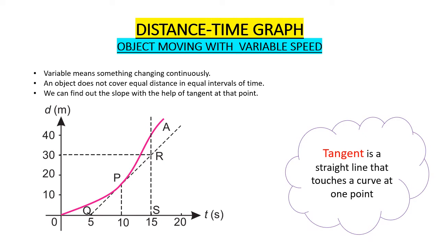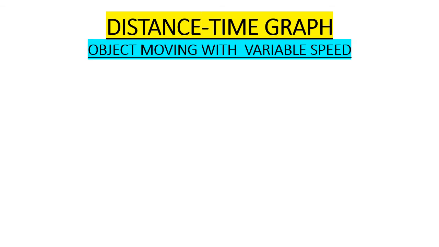How can we find out the slope on this random line or a random graph? With the help of a tangent, we can find out the slope on a graph of variable speed. What is a tangent? A tangent is a straight line that touches the graph at one point, so we will get the speed of a body at that one point.